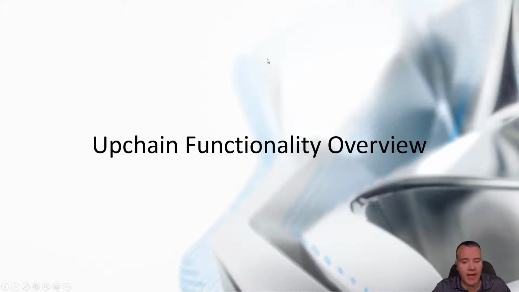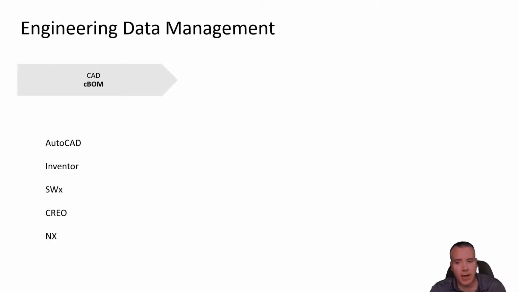Okay, so hopefully that helps position Upchain in the existing portfolio of products that Autodesk can offer. So let's spend some time now talking about functionality and what Upchain can do today. So engineering data management overall, PDM and PLM, and a lot of that centers around the bill of materials. I'll be using some terms here over the next few minutes, and I want to make sure we're on the same page in terms of what those mean, because they're acronyms.